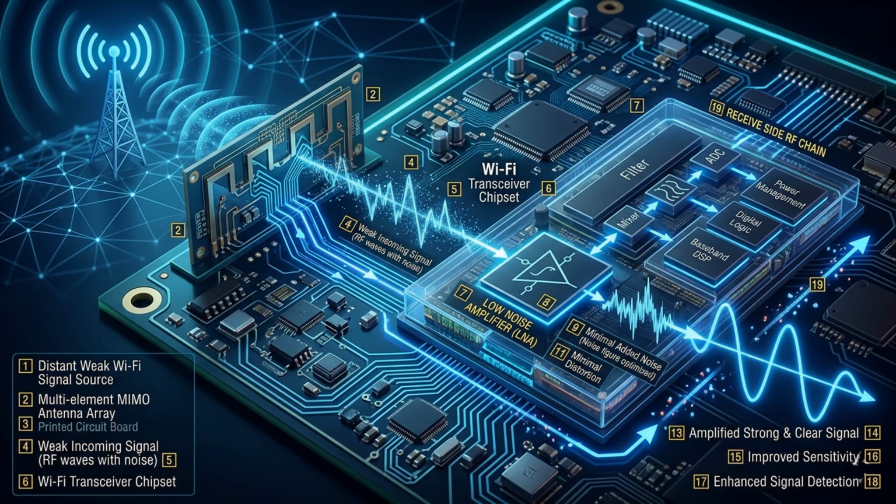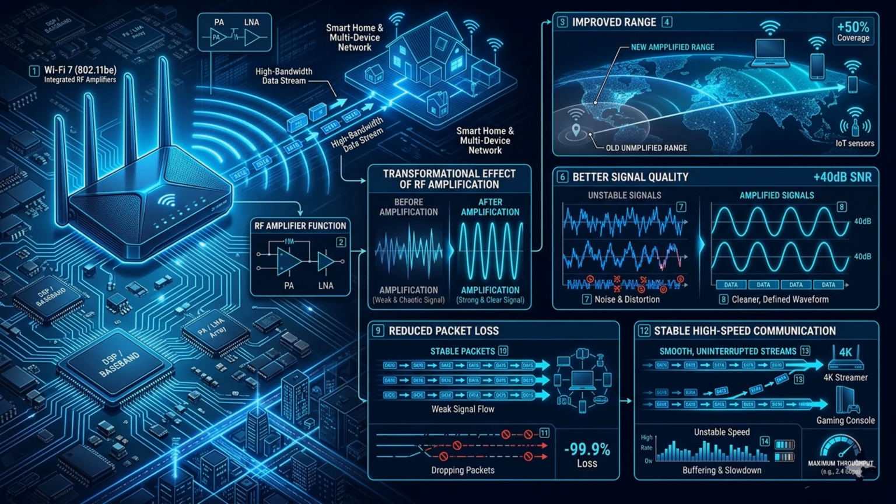The low noise amplifier on the receive side amplifies very weak incoming signals from the antenna, adding minimal extra noise. This improves sensitivity and helps detect distant or weak devices. Without the low noise amplifier, weak Wi-Fi signals would get lost in noise. Amplifiers improve range, improve signal quality, reduce packet loss and enable stable high-speed communication.